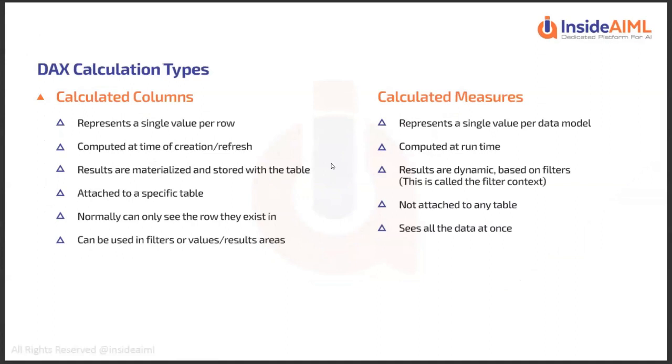Now, yesterday we discussed calculated columns. We created a calculated column, and I told you the basic difference between calculated columns and measures. Calculated columns work row by row, that is, they will return multiple rows, but measures will return a single value.